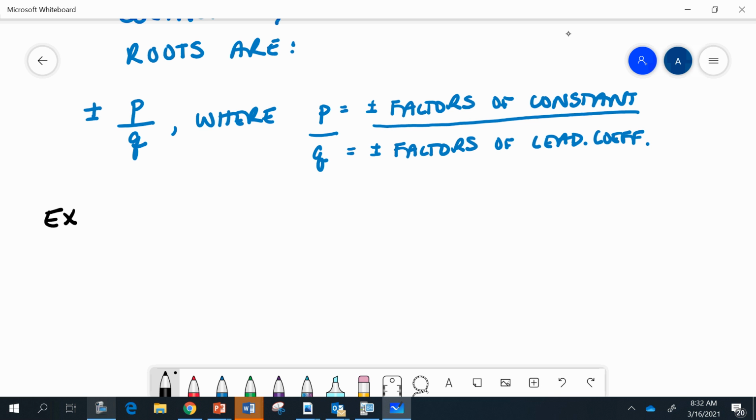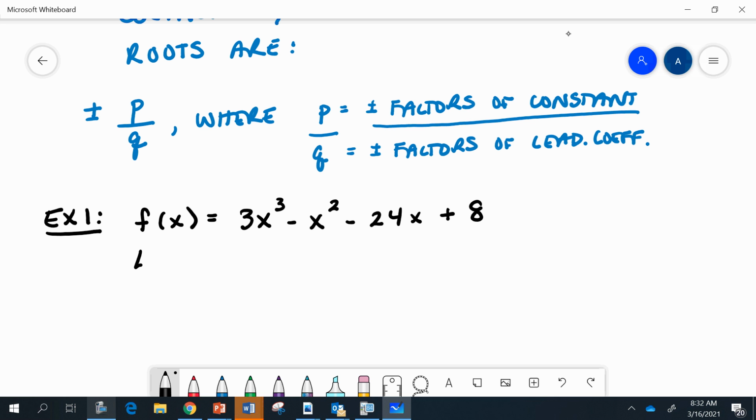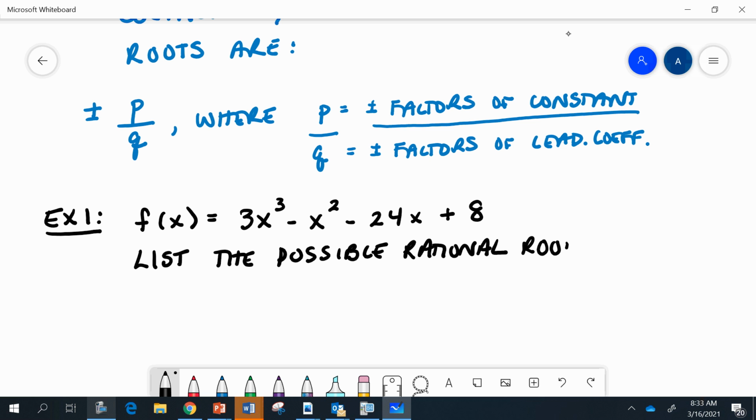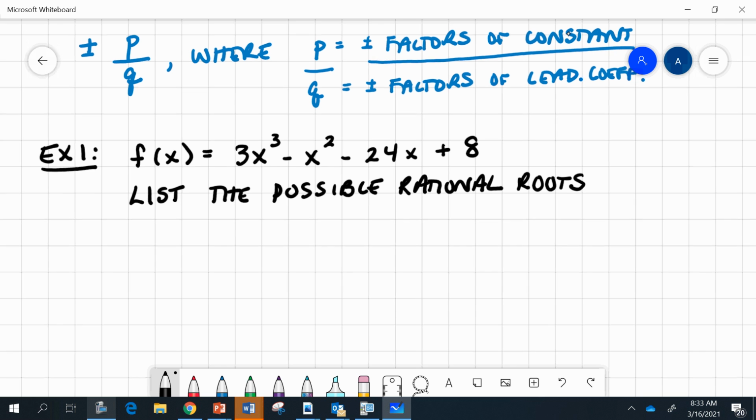Let's just kind of wrap this up with our example. Given this polynomial f of x equals 3x cubed minus x squared minus 24x plus 8, we are going to list the possible rational roots. And the reason that we keep saying this word rational is because when we go to do synthetic division, we don't want to divide by a radical.